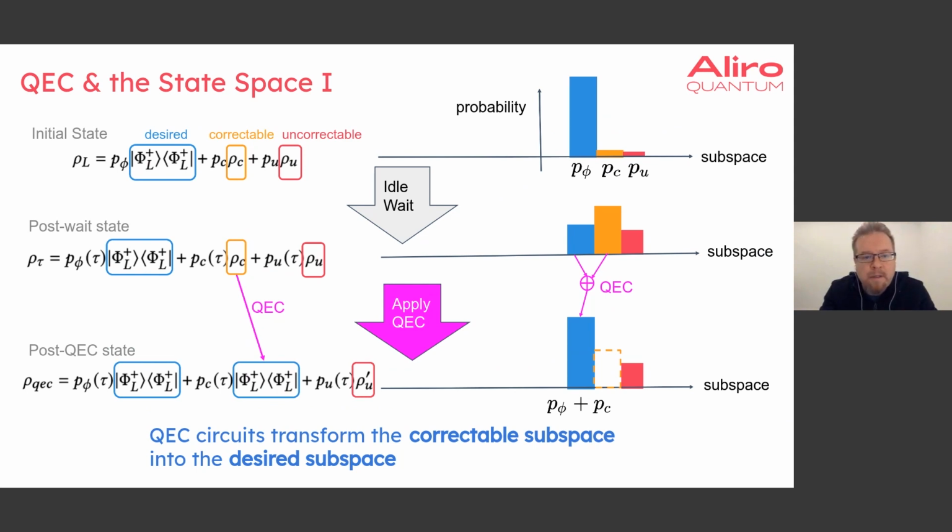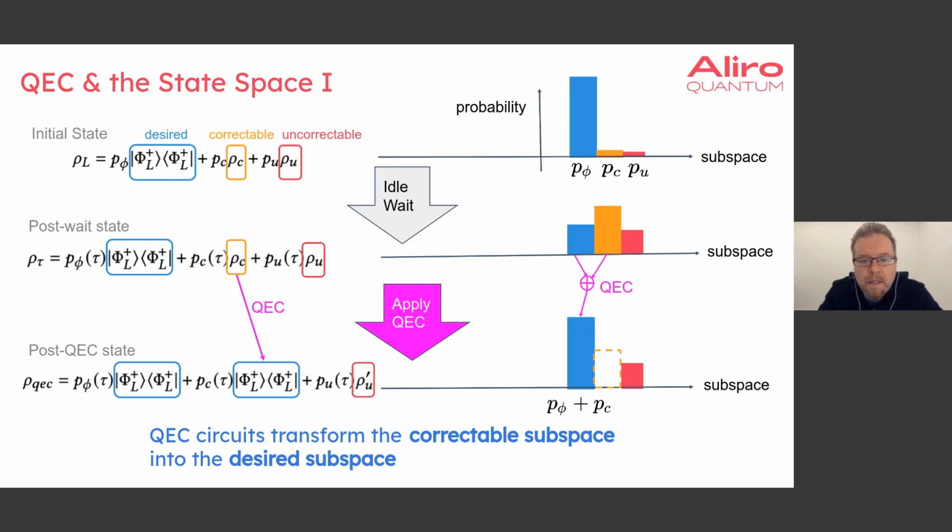So if we want to figure out how to schedule these operations, we need to think about how the state is evolving with time as it experiences idle noise, and also as we interject our QEC operations. I'm going to mostly describe this using the visuals on the right, but the equations to the left are showing the corresponding mathematical representation for what we're talking about.